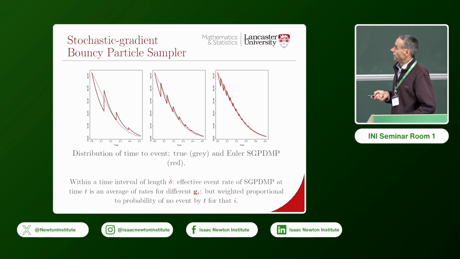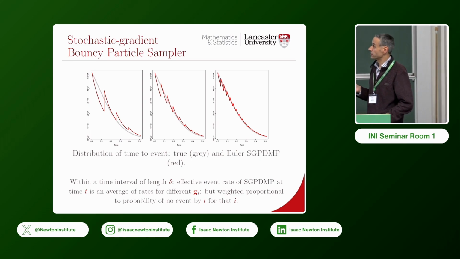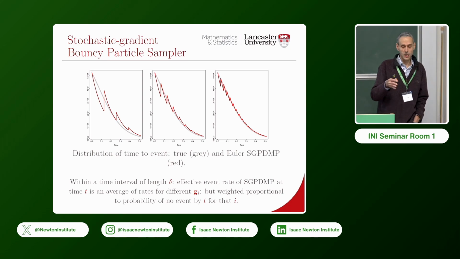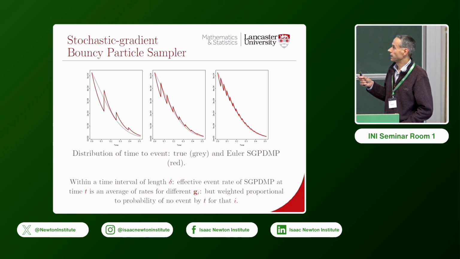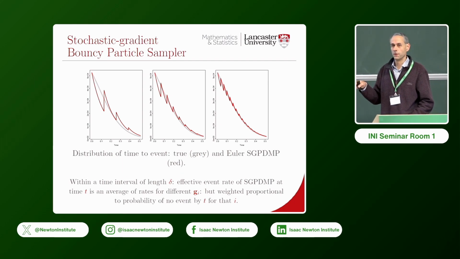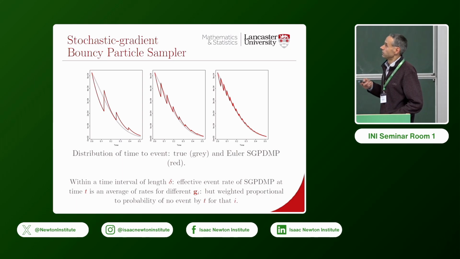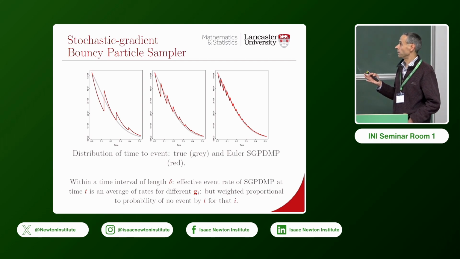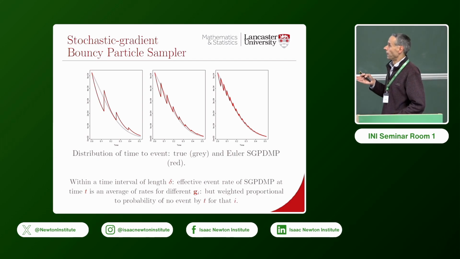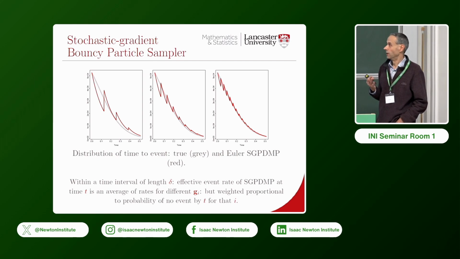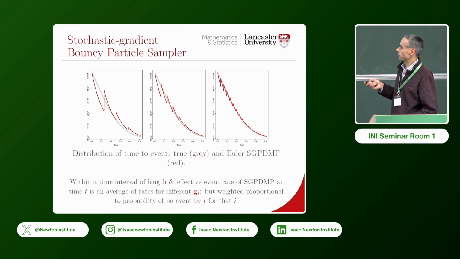And this is a figure numerically showing the errors that you get. For this plot, all I did was take an implementation of the bouncy particle sampler with subsampling, fix an initial state for the process, and look at the distribution of the time to the first event in the process. I numerically calculated that in the grey line for the true BPS with subsampling, and with the red line, the distribution that you're simulating from if you use this approximation to it. The three different plots correspond to different values of delta.